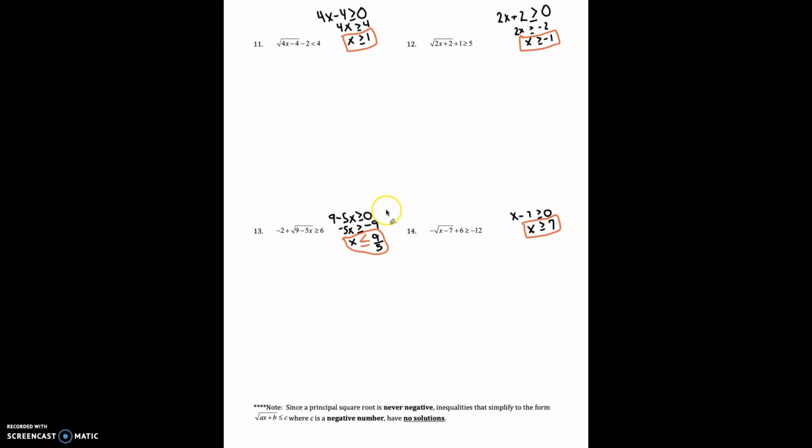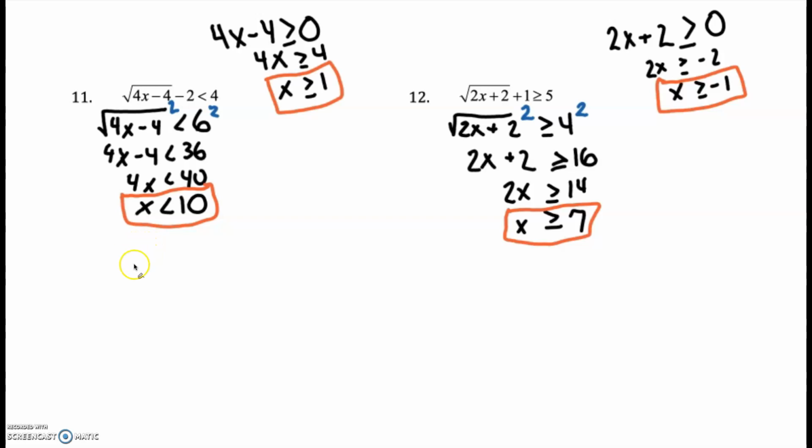So what I'd like you to do is pause the video again and solve the radical equation here and find your other variable restriction. All right, so for number 11, I got x is less than 10, and 12, I got x is greater than or equal to 7. So now we're going to put those together.